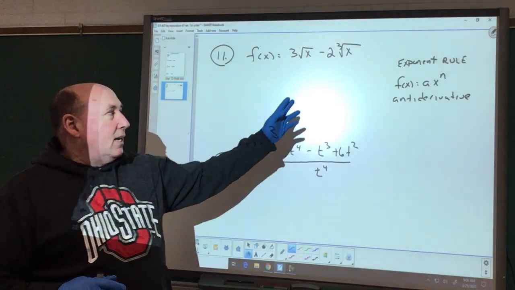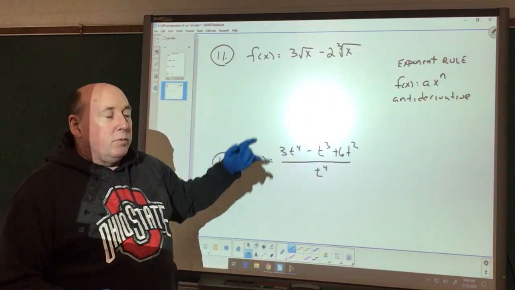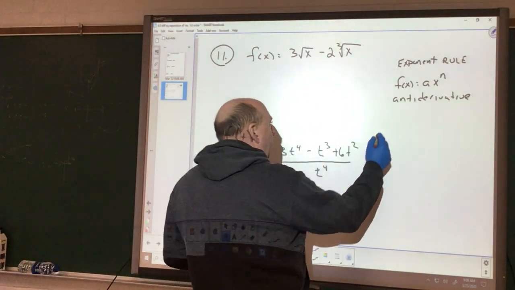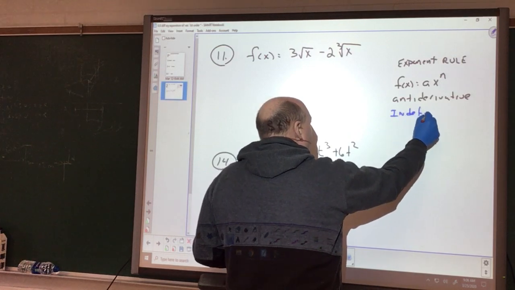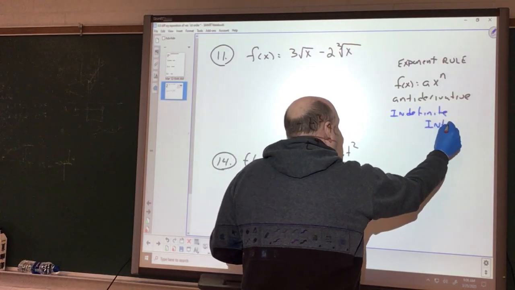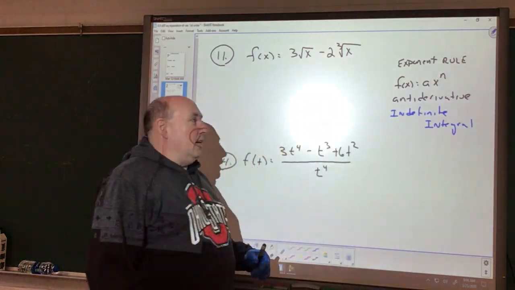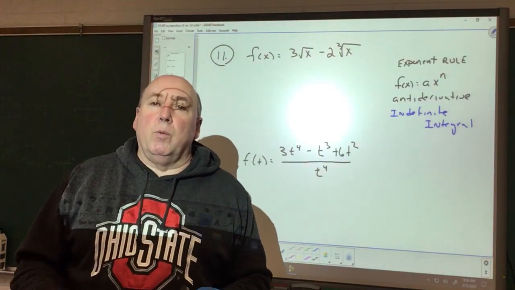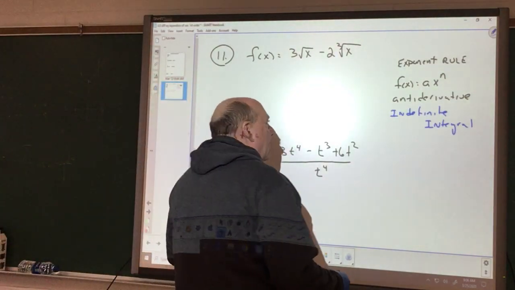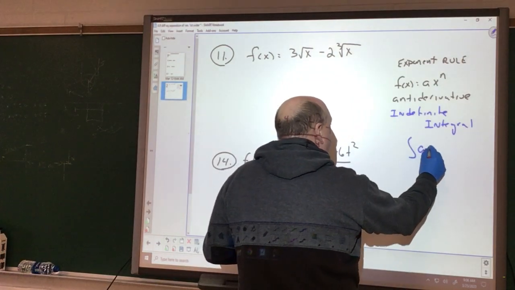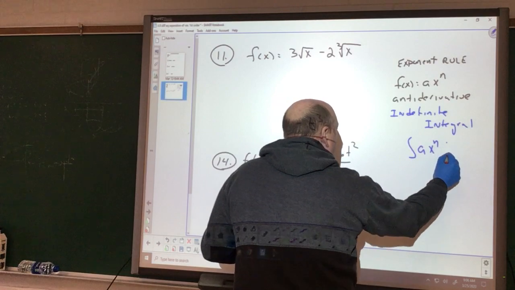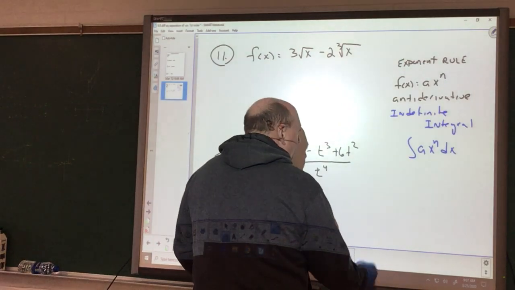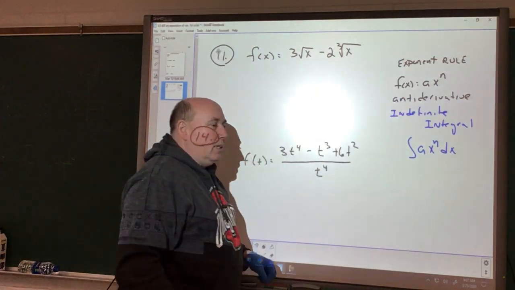Yesterday we started talking about the antiderivative. We'll go through two problems from your homework. The antiderivative is also called the indefinite integral. We have the exponent rule, just like we had with derivatives. We have an exponent rule with respect to the antiderivatives. If we take the antiderivative of ax to the nth dx, once again, the antiderivative, the integral, is a stretched out s.